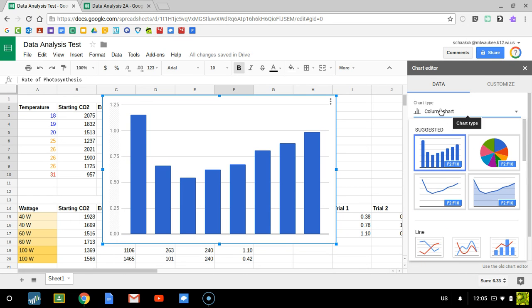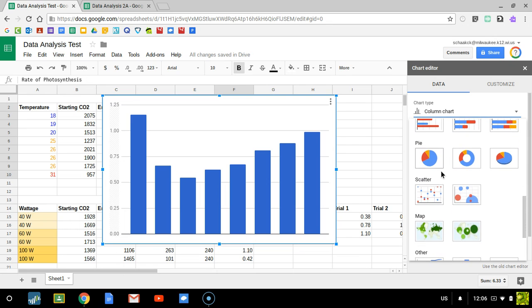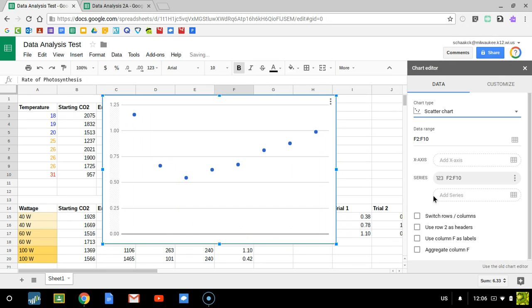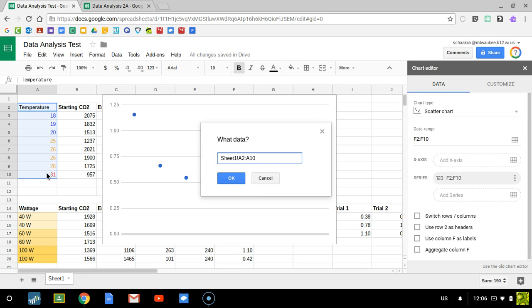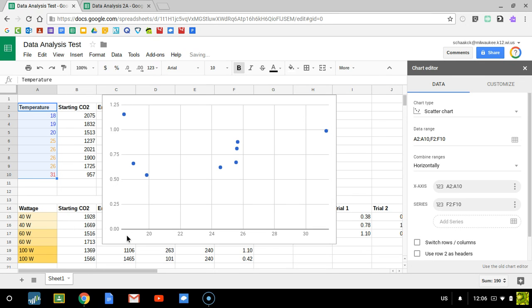And you're going to click on basically chart type. You're going to scroll down, and I want you guys to pick a scatter plot. And when you first click it, you're going to notice it just turns everything into dots. Not very helpful. But this is going to pop up. So your series, those are your actual data. But then your x-axis, you're going to click on this. You're going to highlight temperature. And then lo and behold, it recognizes that it wants these points to correspond with temperature.